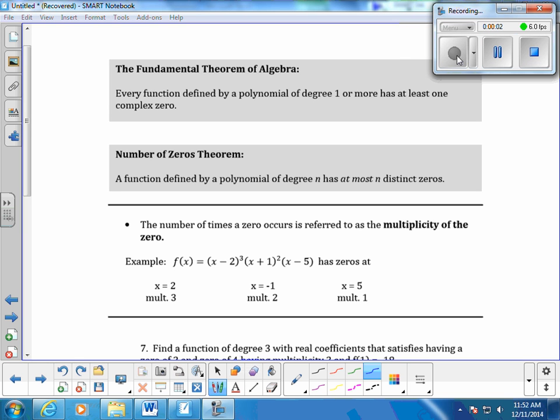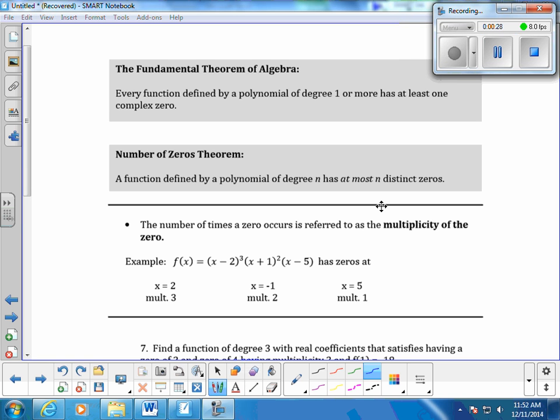A few more theorems. The fundamental theorem of algebra says every function defined by a polynomial of degree 1 or more has at least one zero. Now, a function defined by a polynomial of degree n has at most n distinct zeros. So for example, an x to the third polynomial can have at most 3 zeros.